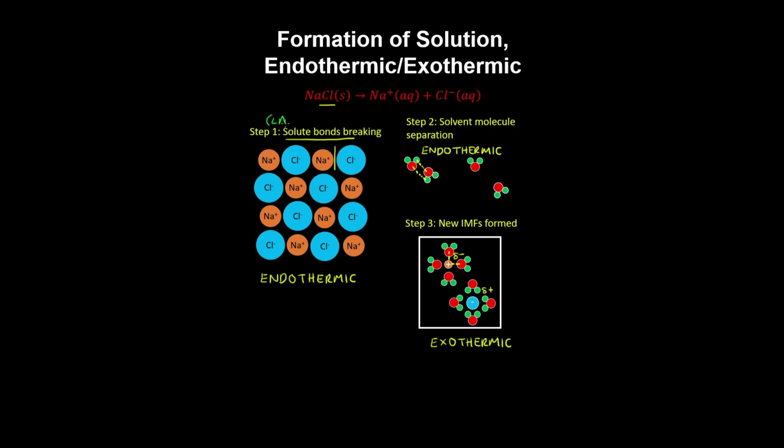And step 1 is called the lattice energy. And steps 2 and 3 are called the hydration energy. And the hydration energy is greater than the lattice energy. So therefore the net process is exothermic.